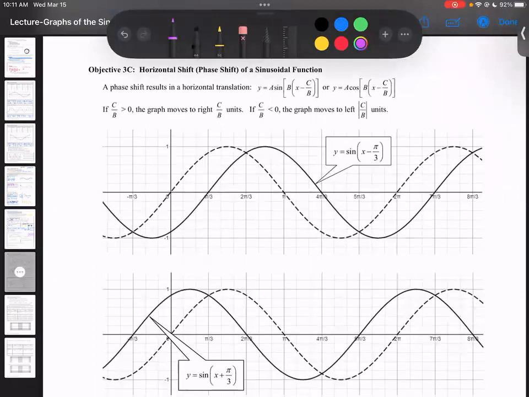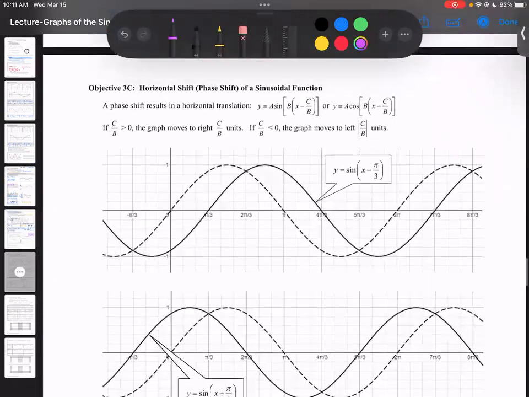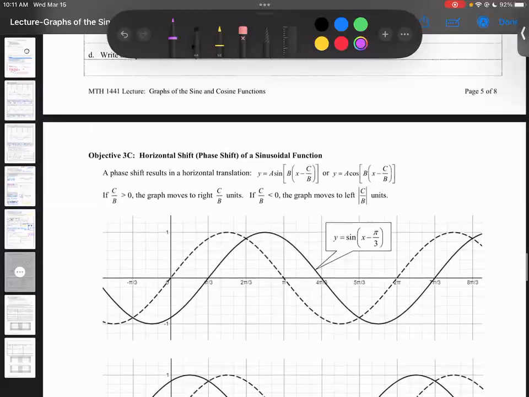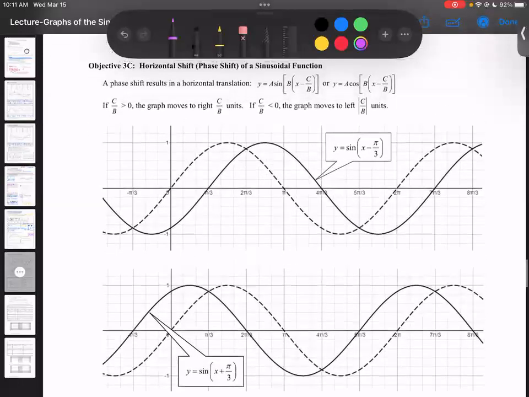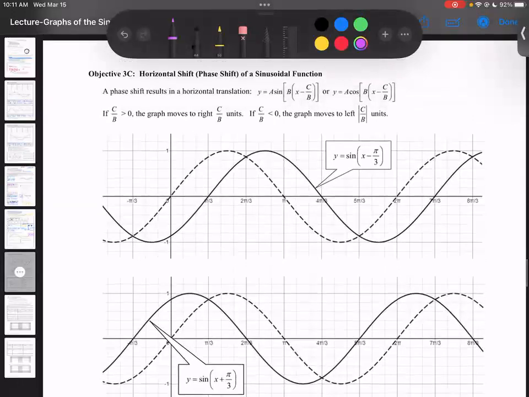All right, objective 3C is the hardest one there is. So, like I said, math is being built up. This is the ultimate problem. So we talk about period, we talk about amplitude, we talk about how to find the value B based on what equation? Period equals 2π/b, right? Now, then the last one is called phase shift. A phase shift results in a horizontal translation.